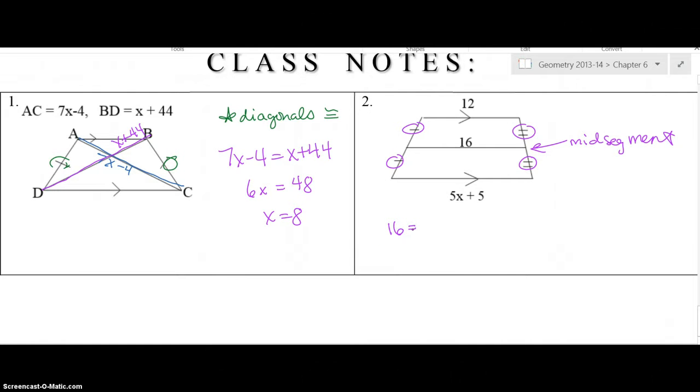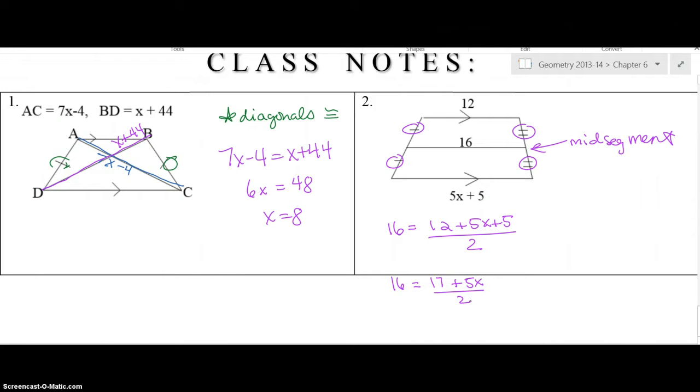That is going to equal the average of the bases. So we'll add the bases and divide by 2. With me so far? Okay, we can go ahead and combine like terms on the top there, so we'll get 16 equals 12 plus 5 is 15. Just kidding, 17. Plus 5x over 2. Now, how do we get rid of that 2?